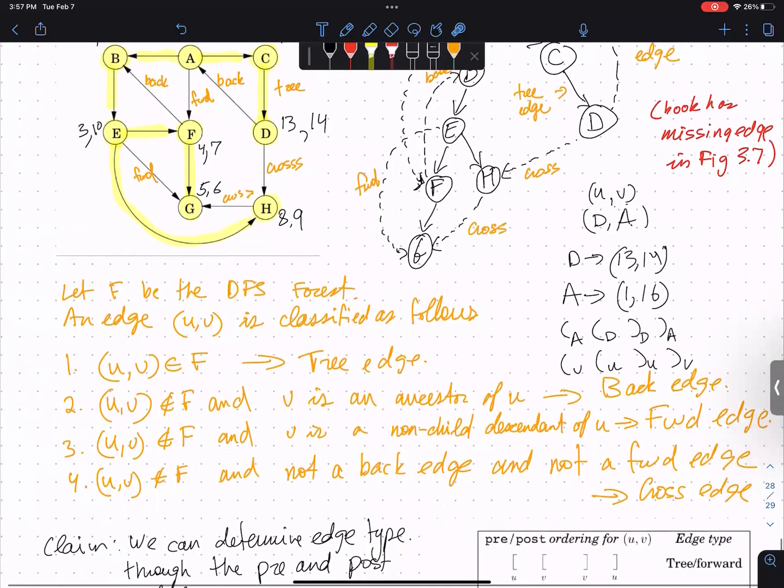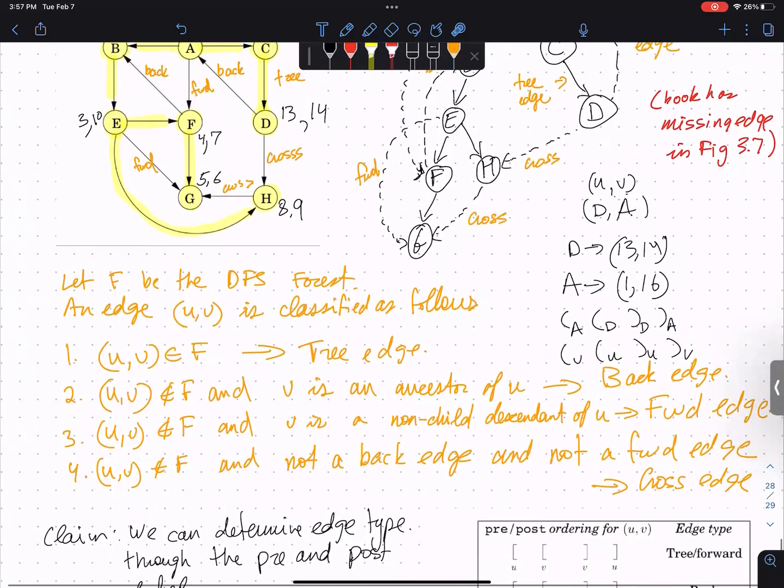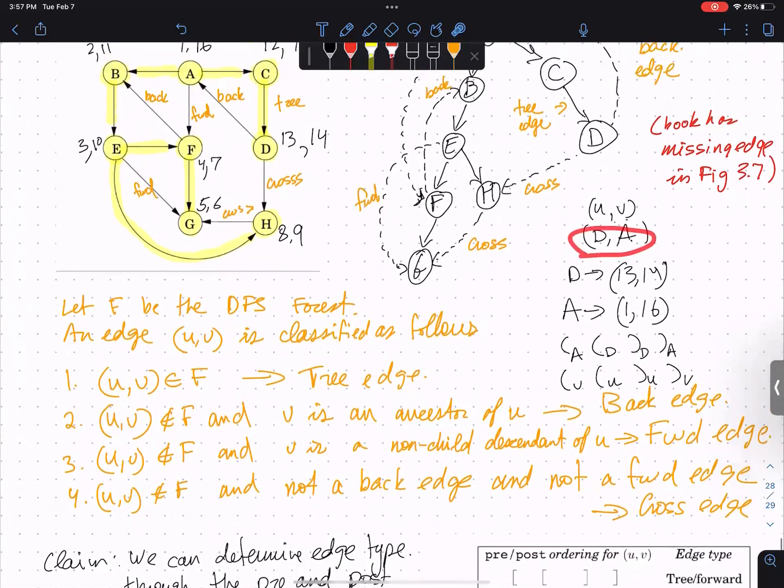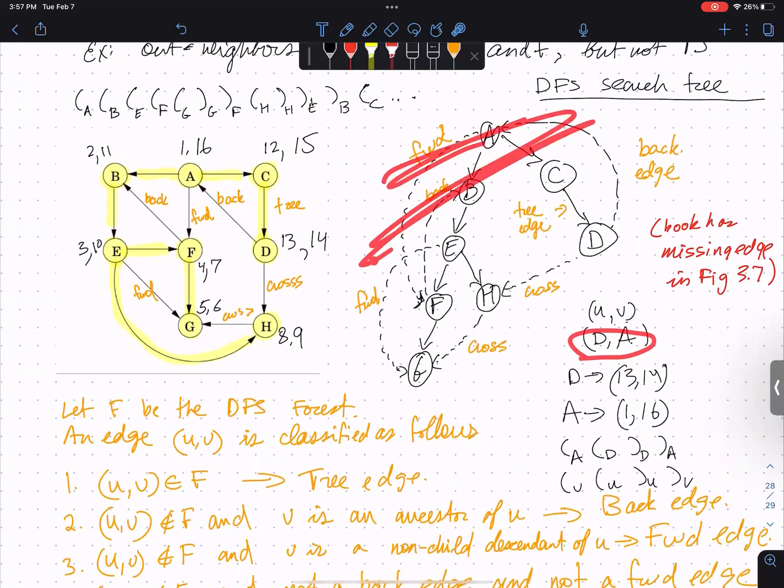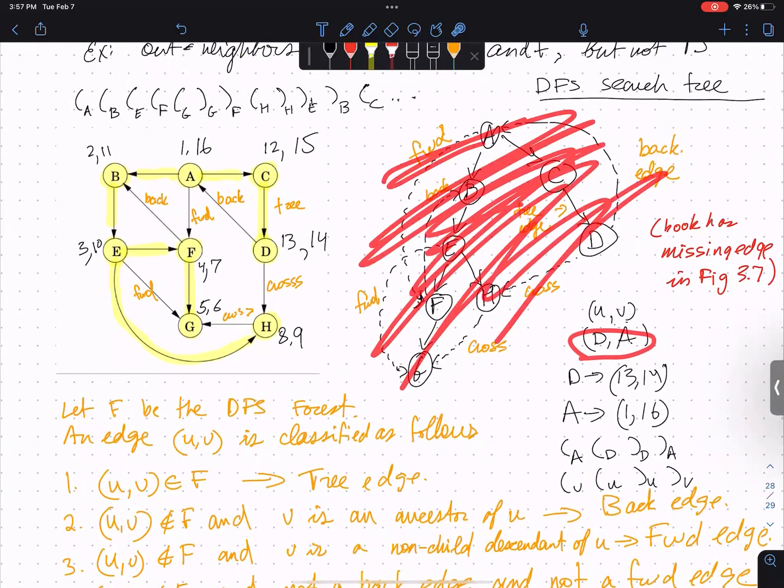We can tell from, like, now using that table, when we look at the edge DA, even if we didn't have, let's say we didn't have any of this, and we didn't write down this information here. We just looked at DA and we looked at these numbers. We could tell from that, because D is contained in A, that this is a back edge. That's what this gives us.